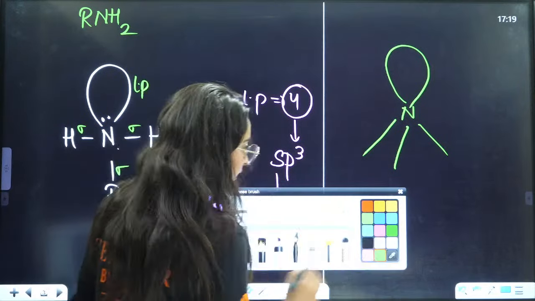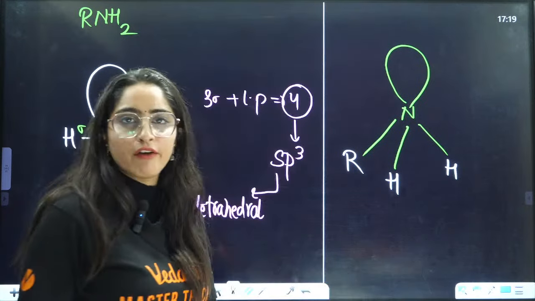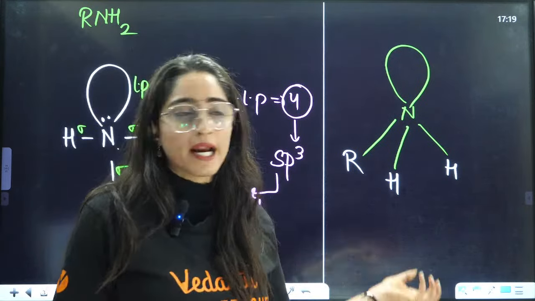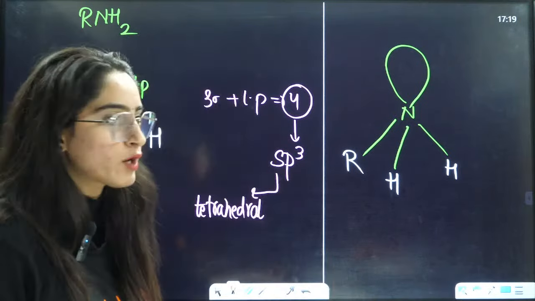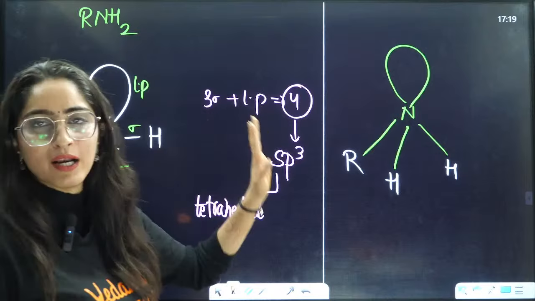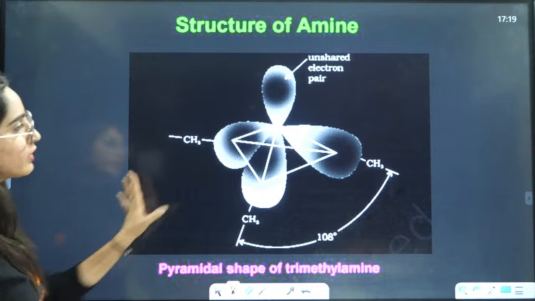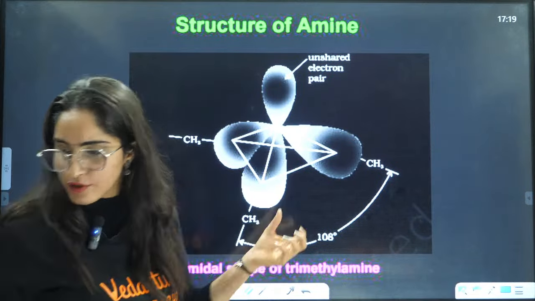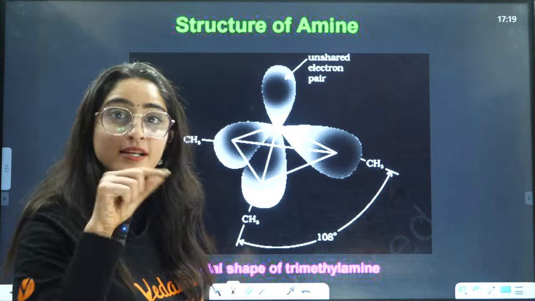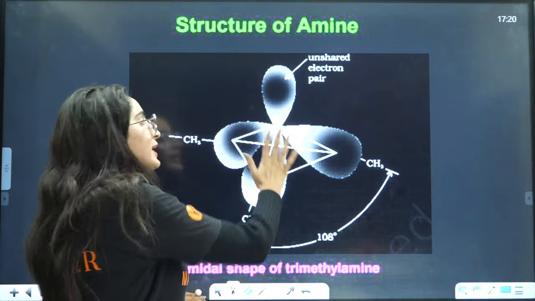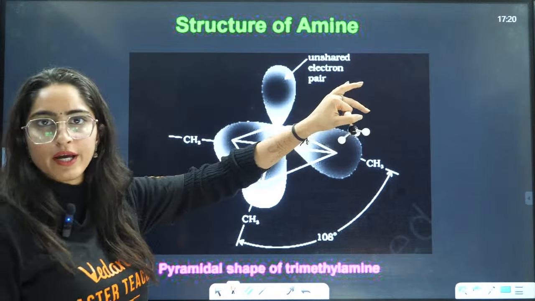So it has a 3D structure. This is R, this is H, this is H. Even for other alkyl groups, if you replace, 2 degree and 3 degree amines also, that is also what we have. 3 sigma plus 1 lone pair, that is also sp3 hybridized, right? So in 2D, this was actually the diagram that I was showing you. Actually it is in 3D, but how to draw 3D in 2D, this is how we draw it, right? So basically this is your tetrahedral shape.